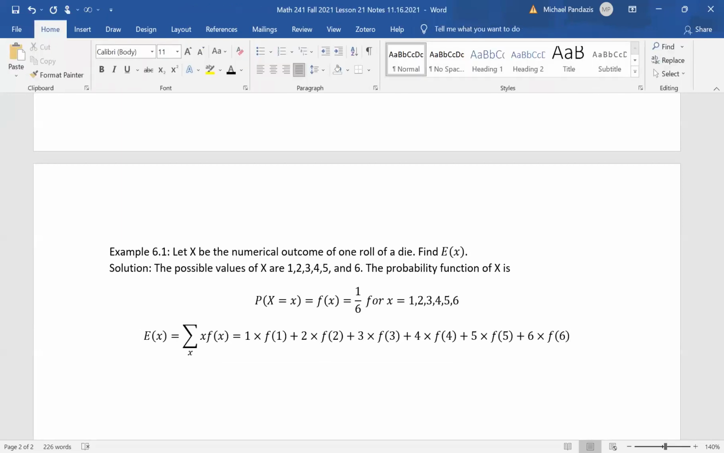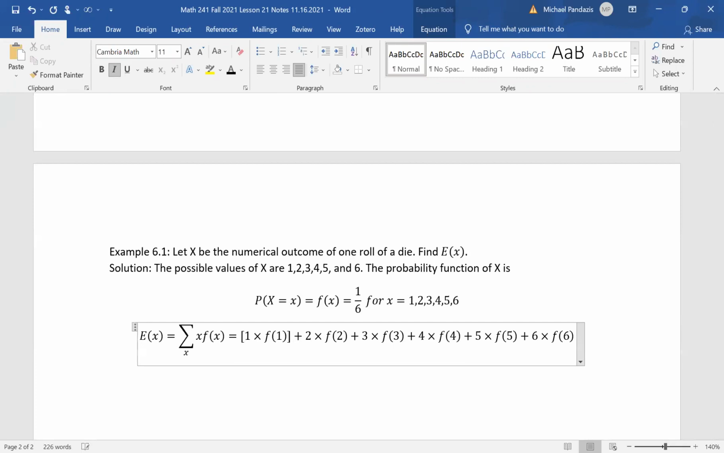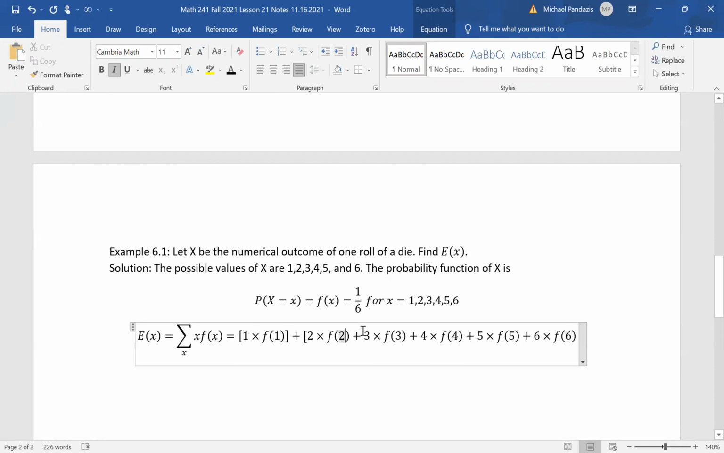I'm just adding up these products. This is the first product. I'm using brackets not because they're needed, just to separate these products so you can see visually what's happening. I'm multiplying each of these things and adding up the products.